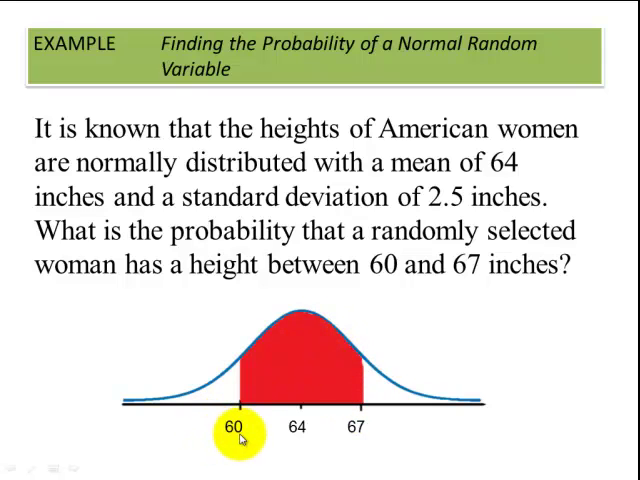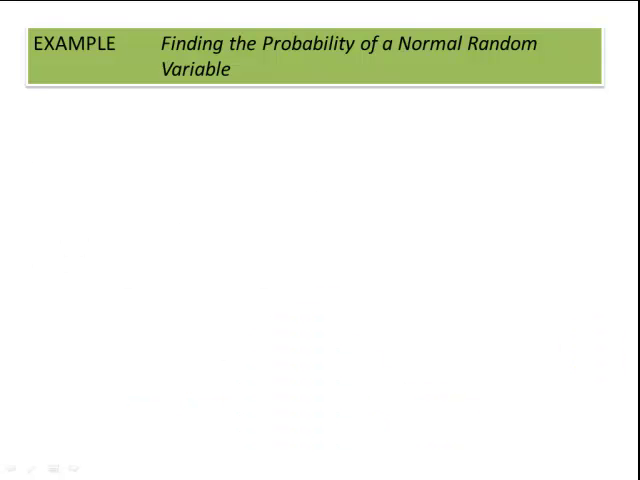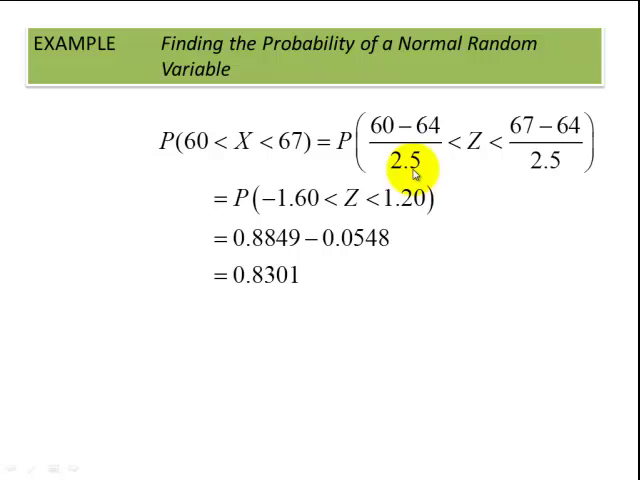So our next step is we have to convert 60 and 67 into z-scores. So 60 minus 64 divided by 2.5 yields a z-score of negative 1.60. 67 minus 64 divided by 2.5 yields a z-score of 1.20. Now our next step is to look up the largest z, 1.20, in table 5. And write that probability down, 0.8849, and look up the area that corresponds to a z-score of 1.60, which yields 0.0548, and then we subtract these two, and our area is 0.8301.